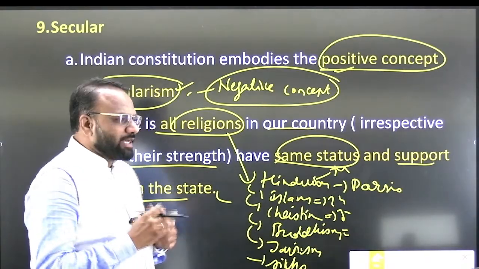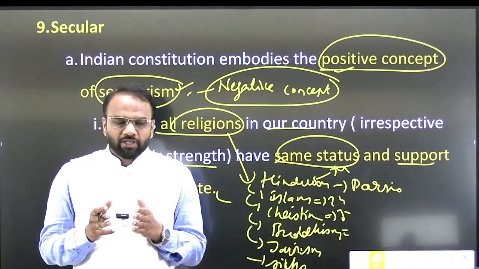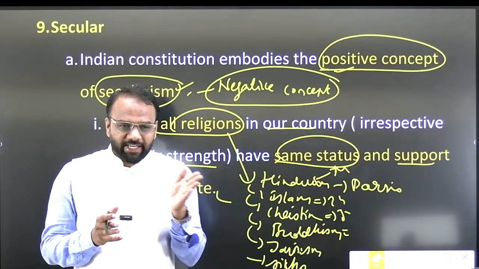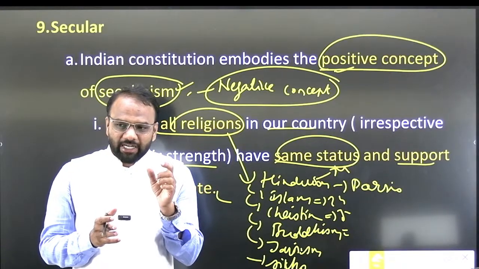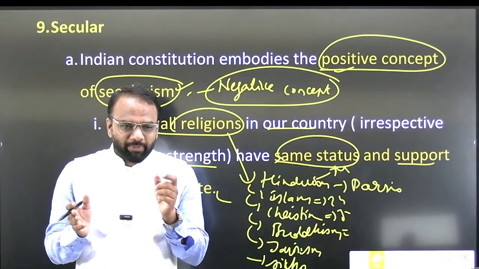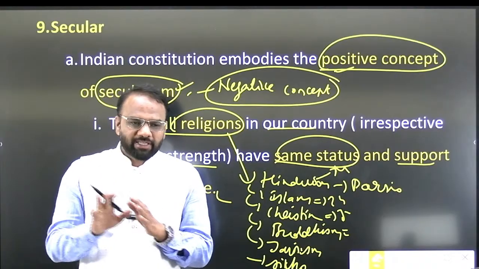For example, to construct a temple, if government is giving money, what does it indicate? Whether state is extending support to a religion? Here state means government. So when government gives money to construct a temple, it means state is giving support to a religion. For Hinduism it is giving support.